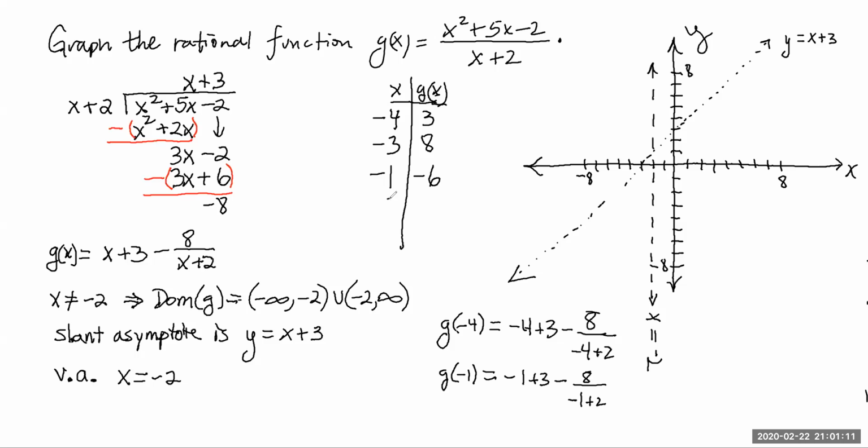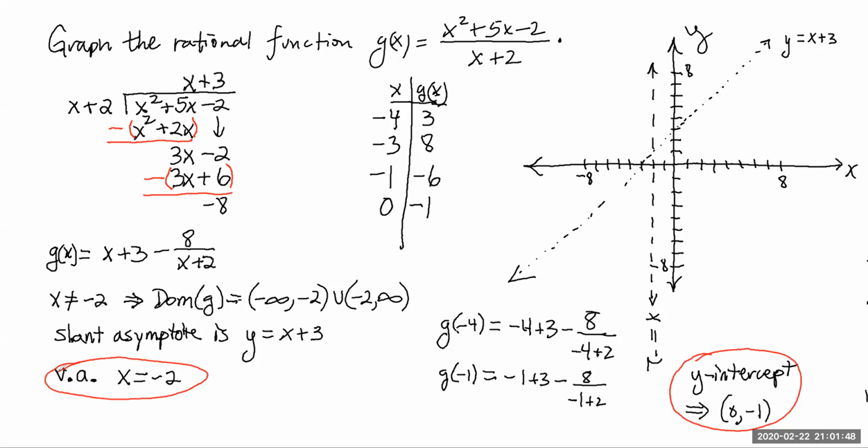Why don't we try x equals 0? If x equals 0, we get 3 minus 4, which is -1. That's also called our y-intercept. So we could actually say our y-intercept can be translated to an ordered pair, and that ordered pair would be 0, -1. So let's circle some characteristics. There's a y-intercept, there's a vertical asymptote, there's a slant asymptote.